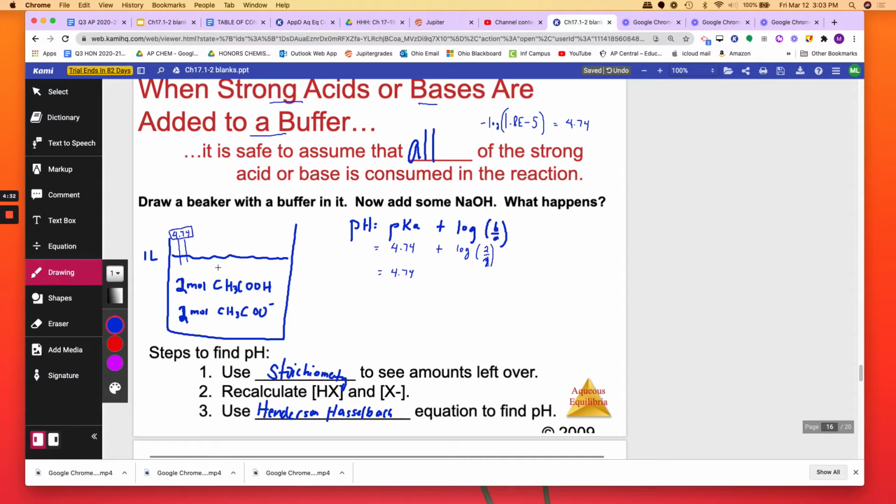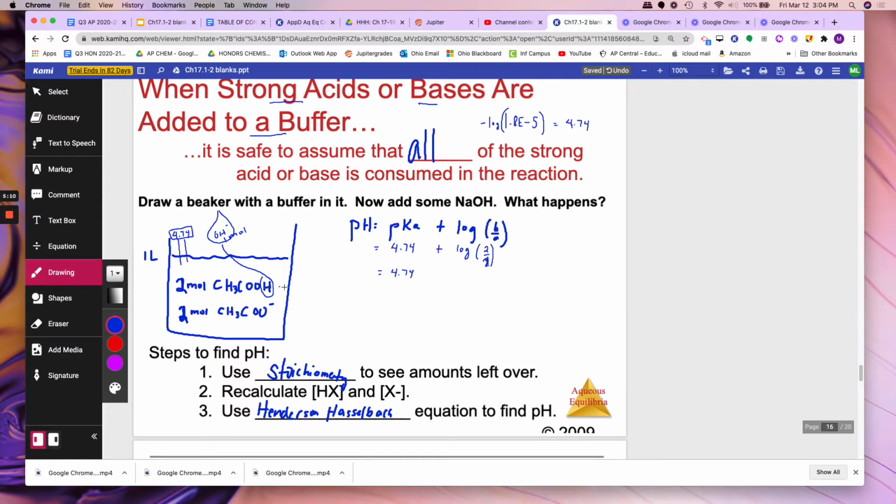What happens if you add something to this? What happens if you add some OH minus? Is your pH going to change? Well, it depends on how much OH minus you add. Let's say you added 1 mole of OH minus. Let's say you added 1 mole of NaOH. What's going to happen is this part of your buffer will react with that OH minus. As a result, if you add 1 mole, how much of this will you have left over? You used 1 mole, right?